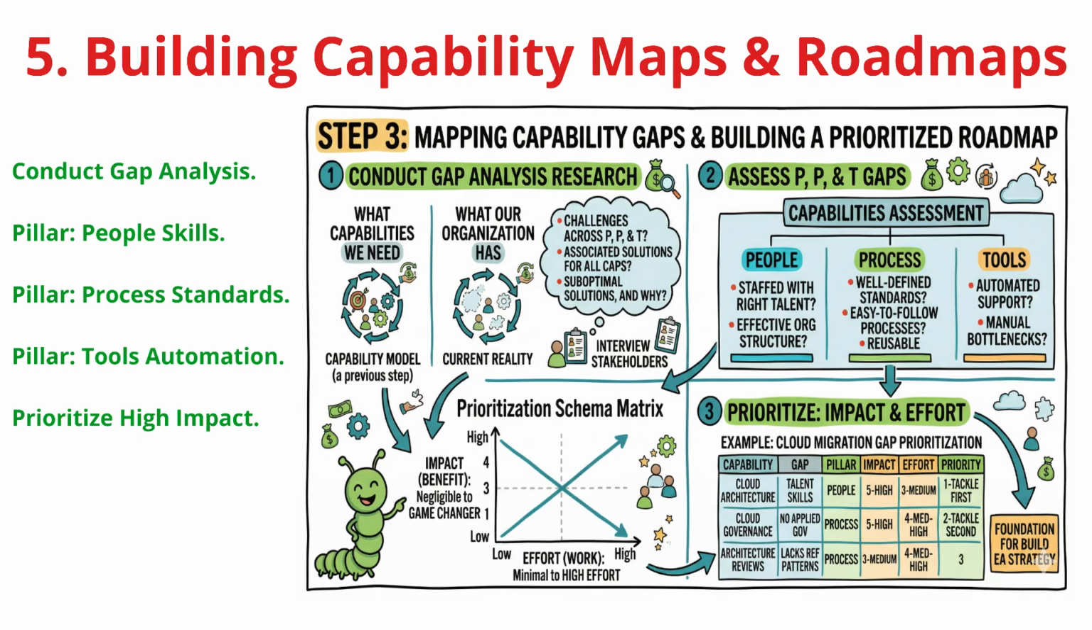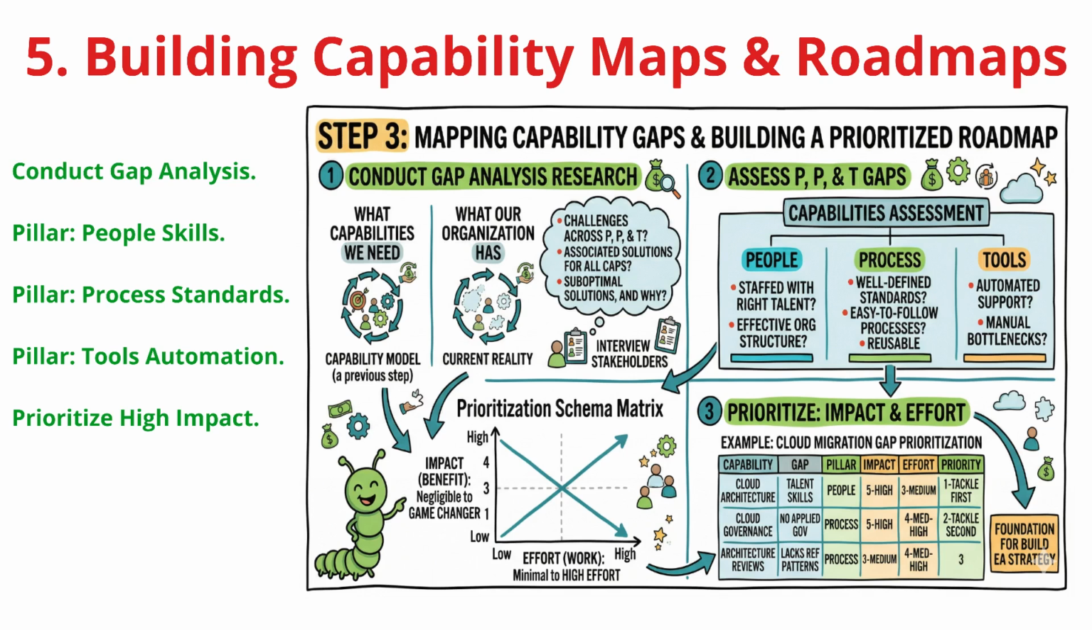When analyzing your core functions, look for people with the right talent and structure. Look for well-defined, easy-to-follow processes, and look for automated tools to support your standards and eliminate bottlenecks. Once you've conducted your research, you will have identified weak capability areas. But you cannot solve every gap at once.